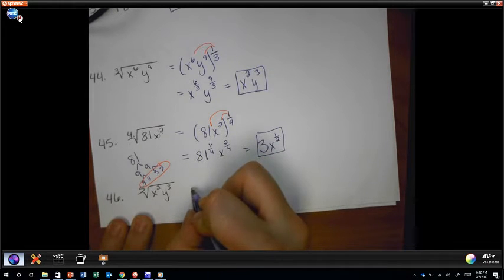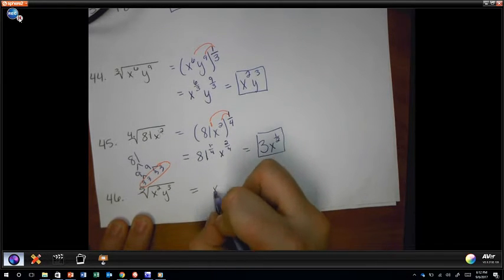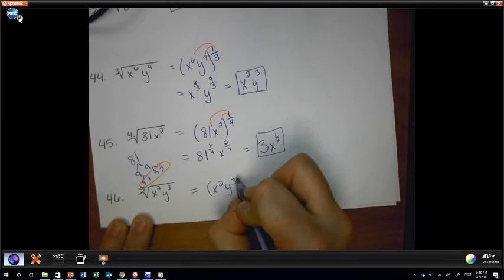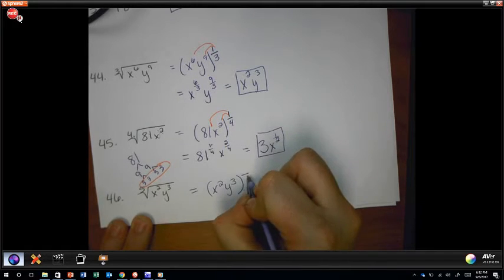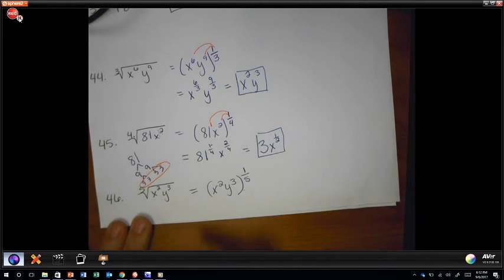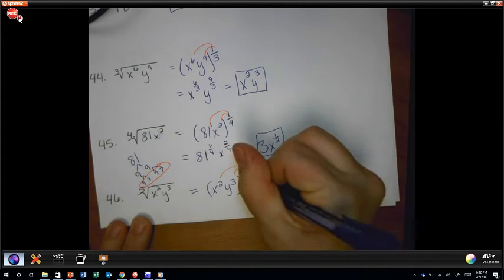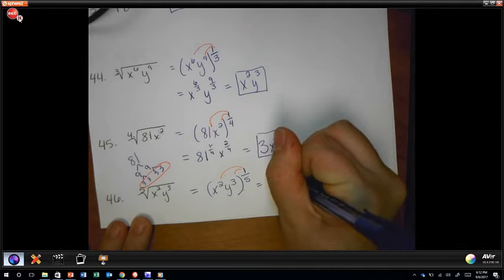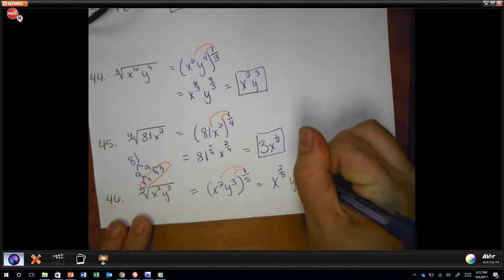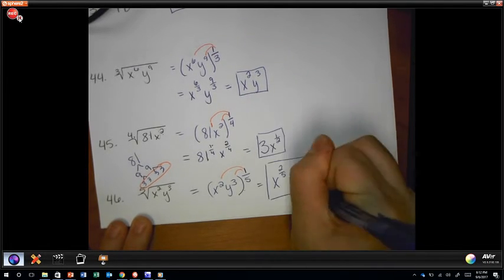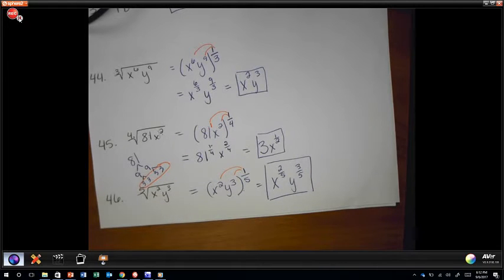Number 46. My radicand goes inside parentheses. My denominator is 5, my numerator is 1. I can distribute my exponent, and I get x to the 2/5, y to the 3/5. That is my answer.